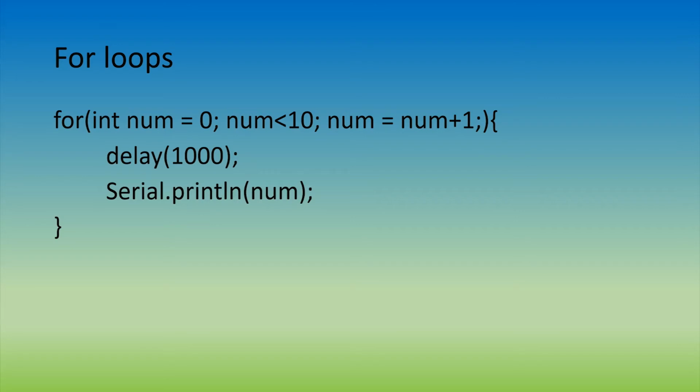As you can see, the for loop first creates an int variable called num and sets it to 0. It then checks if num is less than 10, and if it is, it will run the code inside the loop and then add 1 to the num variable. Take a moment to decide what the code will print out. The code will print out the numbers 0 through 9, as shown here.